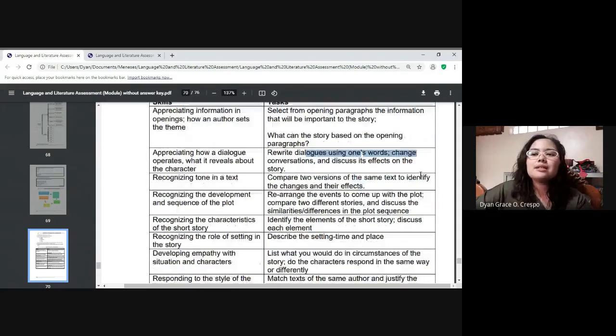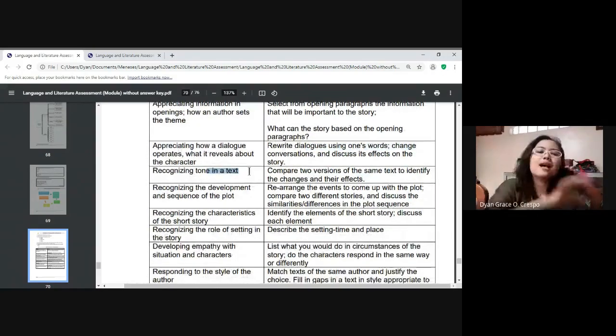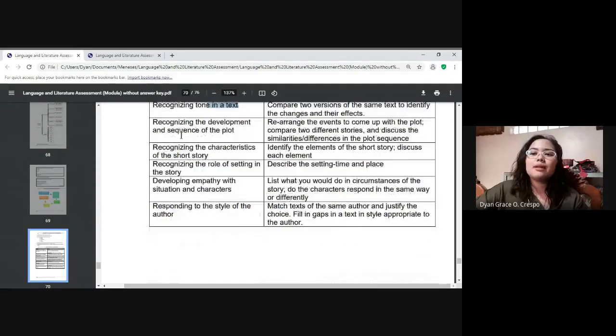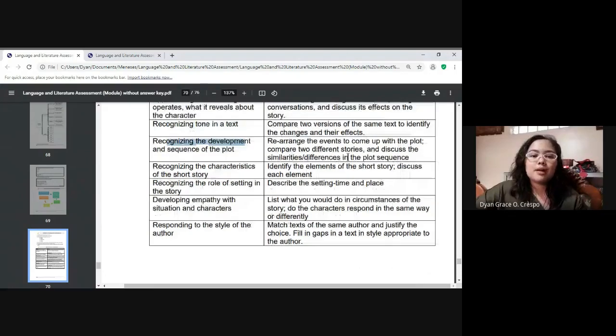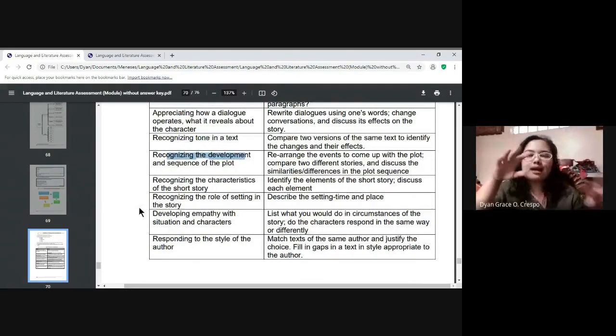Recognizing the tone of the text, so you could ask the students to compare two texts, and you will ask them afterwards to identify ano yung nagiging effect niya sa reader tsaka sa other characters. Next is recognizing the development or sequence of plot. So, you will arrange events to come up with a plot, compare two different stories, and discuss the similarity of the different plots. Okay, so makikita natin. Ia-analyze them. Recognizing the characteristics of the short story, identify the elements of the short story, discuss each element. Okay, kasama yun nung mismong story. So, there are different elements of a story, they discuss this story.